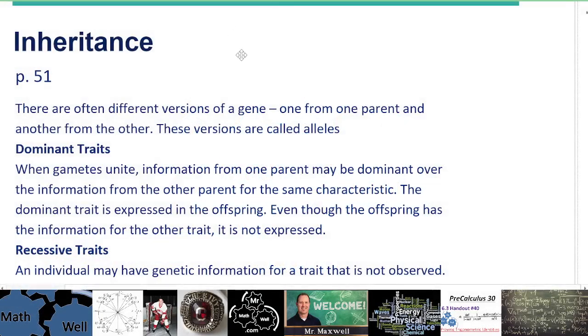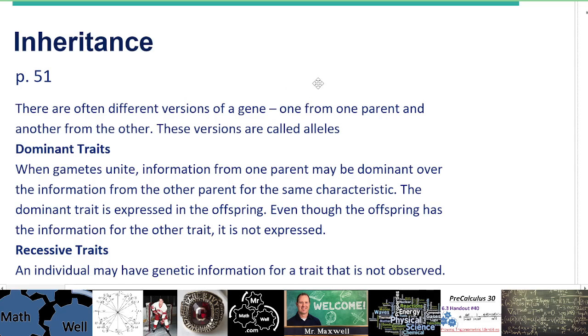All right, page 51, we're talking about inheritance. So we talked about DNA last class. We talked about genes. We talked about heredity. And now we're going to continue to talk about hereditable traits, that is, things that are passed down from generation to generation. Inheritance is sort of the title of this little bit.